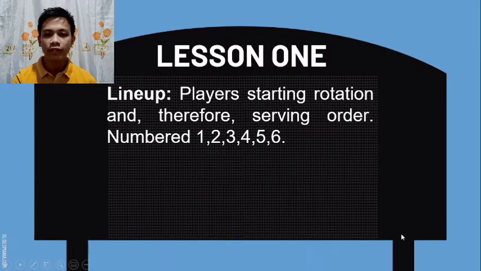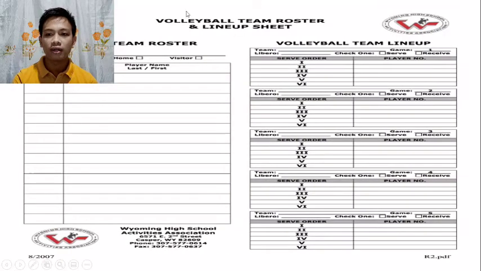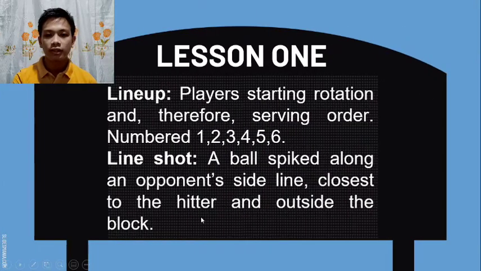Okay. Next, line up. Players starting rotation. Therefore serving order. They are numbered 1, 2, 3, 4, 5, and 6. So, ito yung sample ng line up. Yan. Makikita nyo dyan yung starting. So, 6. Yan. Balik tayo. Okay, that's line up.